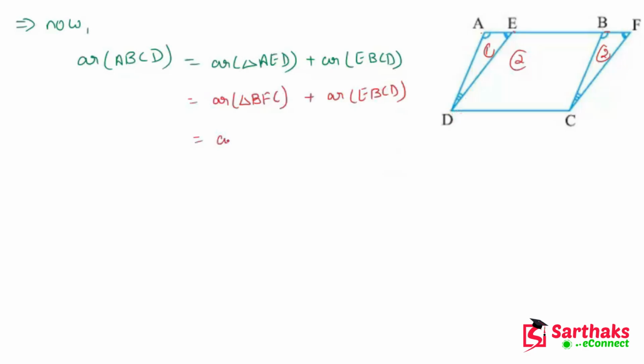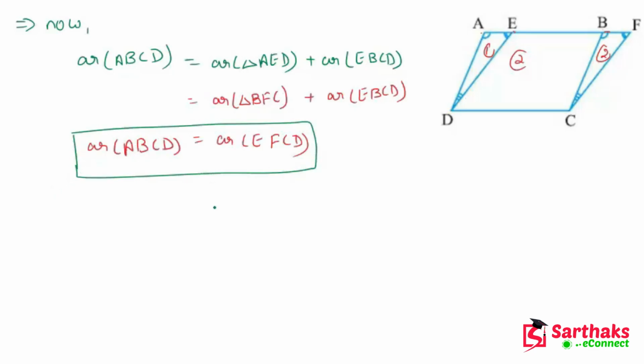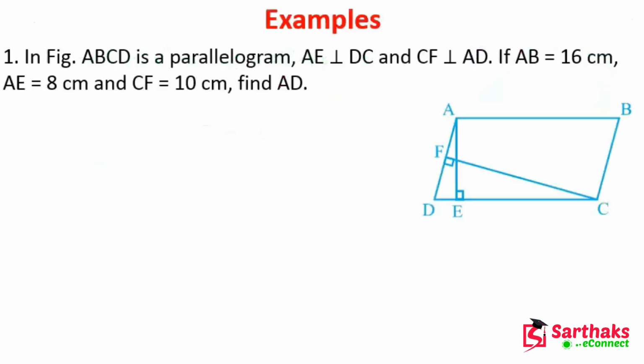Now if we add area of EBCD plus area of BFC, then we get area of EFCD. So this is equal to area of ABCD. So my dear friends, we can say hence proved. This is what we had to prove. So this is what we can say: if two parallelograms are on the same base and between the same parallels, then the areas of these two parallelograms are always equal. I hope you understand these things. So now let's move on. Now let's solve some problems.